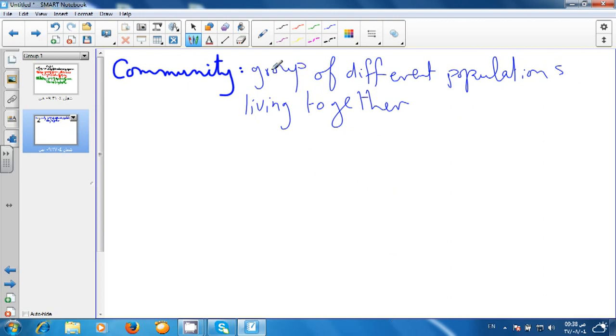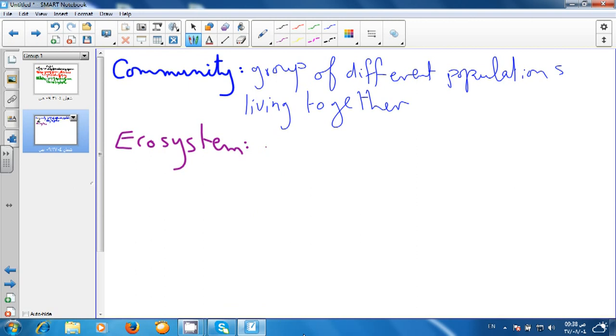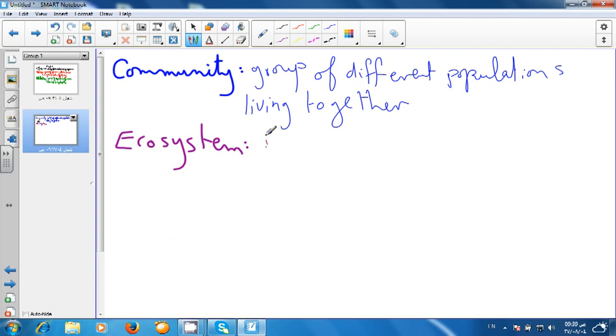Okay, and then ecosystem. Actually the habitat the organism lives in does not contain only living organisms. It contains also the physical factors like water, air, humidity, pH of soil, type of rocks, amount of light, temperature. All these factors are not living, but they affect the living organisms. So the ecosystem contains the biotic factors, all living things, plus the abiotic factors, or non-living, the physical environment itself. Okay, they affect each other and are affected by each other.